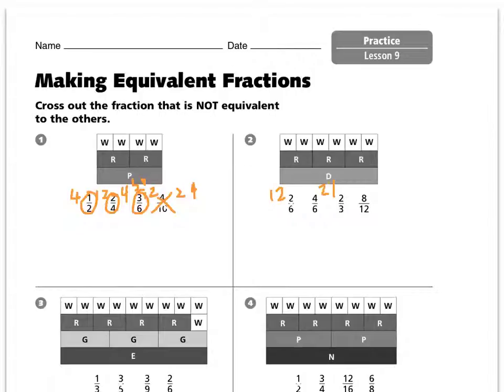These are not equivalent. We need to figure out which one's not matching up. You have 6 times 2 for the next fraction, which is 12. And 3 times 4, which is 12. So these two match up. Let's do 3 times 8, which is 24. And 12 times 2, which is 24. So this also matches up. The one that does not match is 2/6. Show your work.